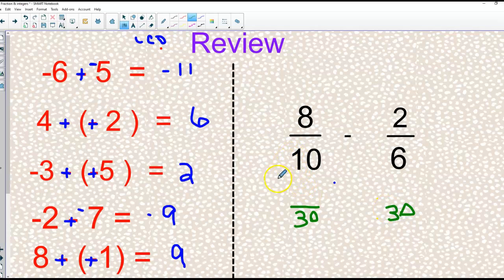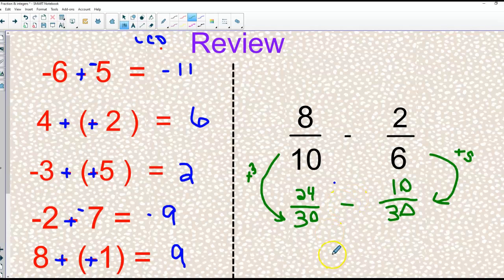Right? So 10 times 3 is 30. Right? To go from there to there, it's times 3. So I also need to multiply the top times 3, which is 24. If I go over here, 6 times 5 is 30. So I also need to multiply the top times 5, which makes this 10.